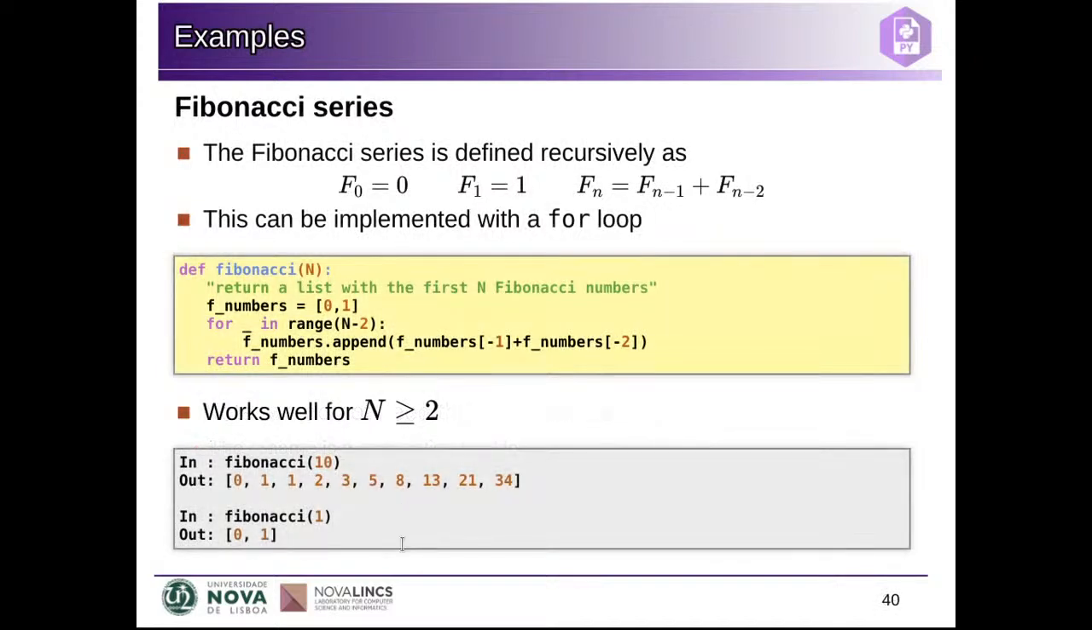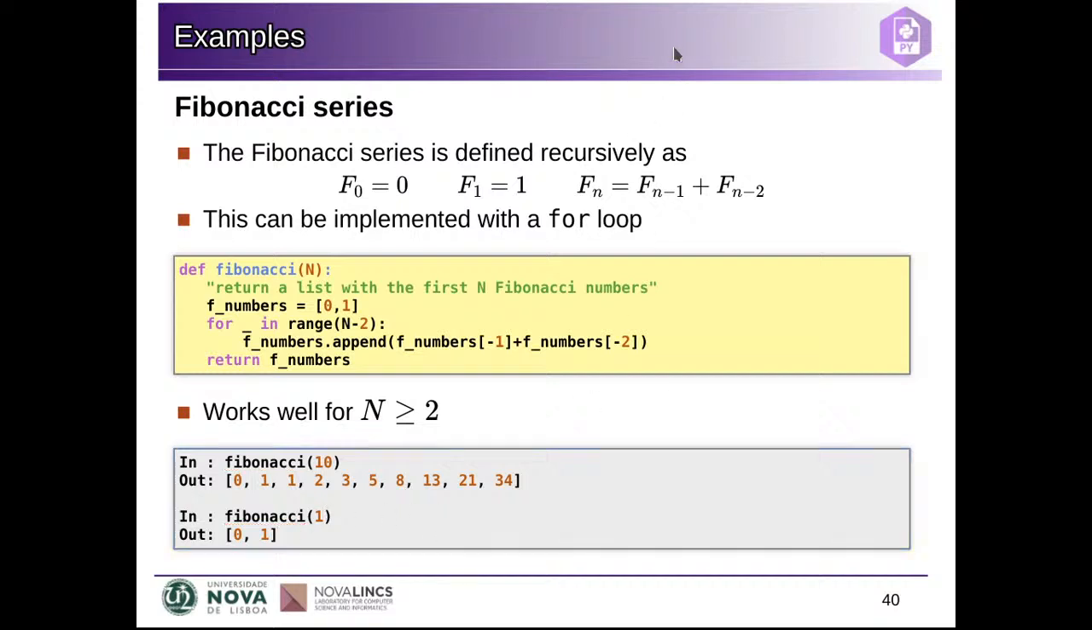So now we can test if we want the first 10 Fibonacci numbers. We have something like this. This doesn't work well if n is smaller than 2, because we always start with 2. So if we ask for the first Fibonacci, for one Fibonacci number, we get 0, 1.